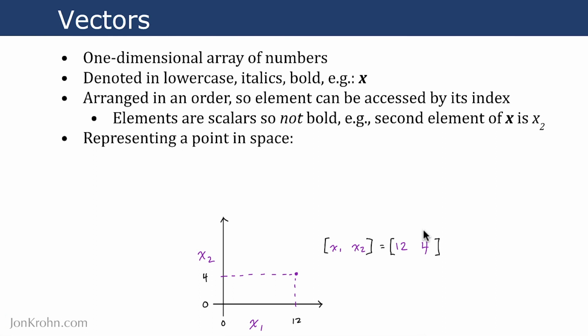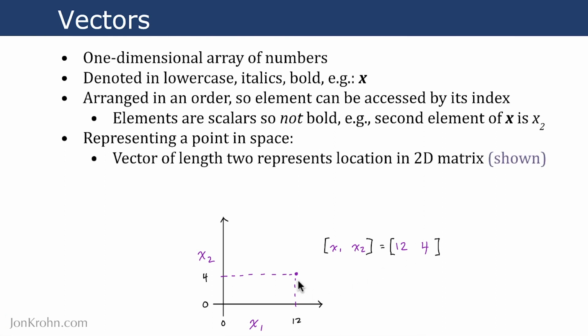We can think of vectors as representing a particular point in space. A vector of length 2 represents a location in a 2D matrix, or in a two-dimensional space. So this vector here of length 2 has two scalars in it, x1 and x2, which contain the values 12 and 4. And so we can represent that in a matrix where the point is identified by being 12 units along the x1 axis and 4 units along the x2 axis right here.